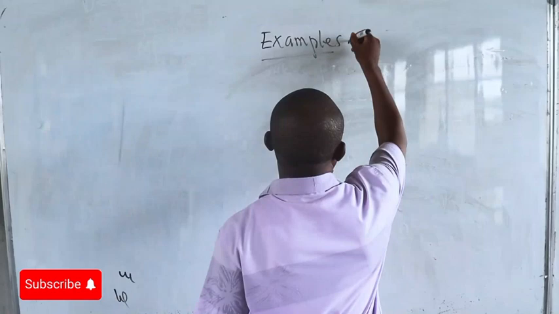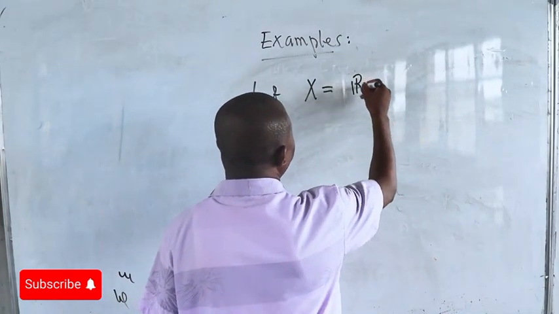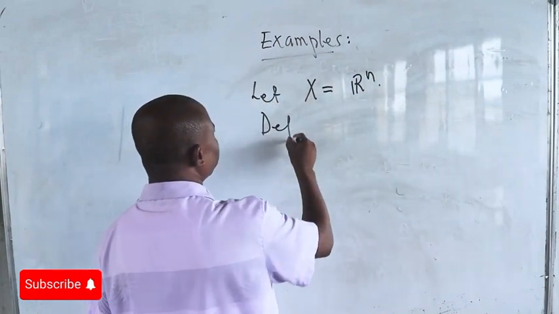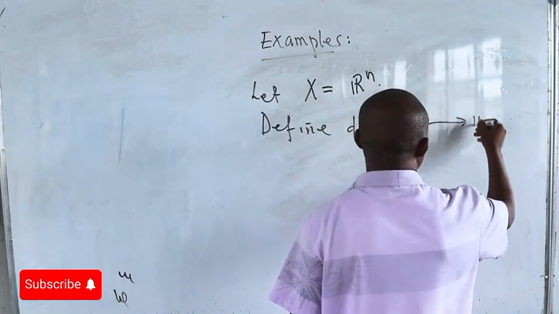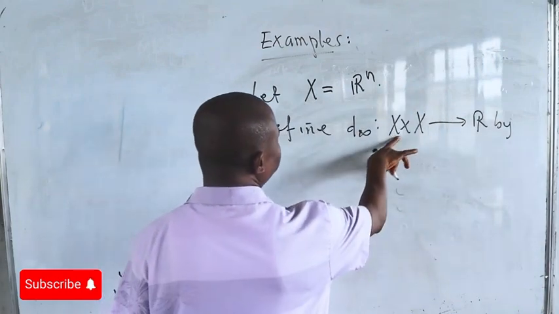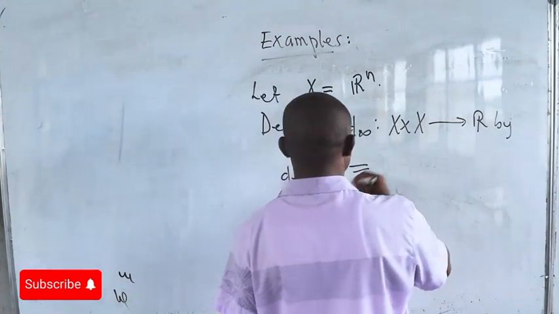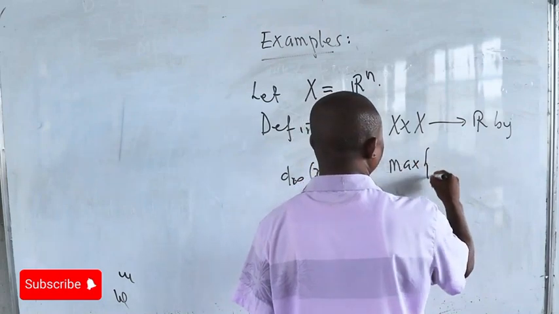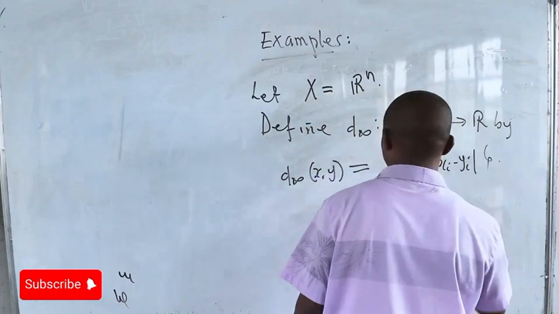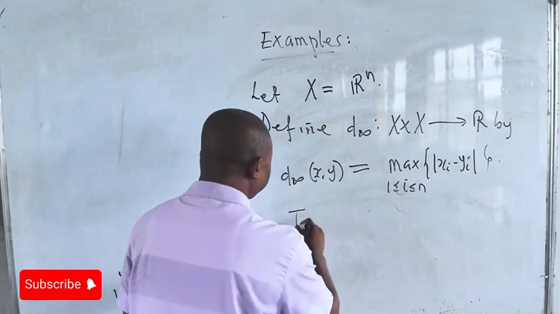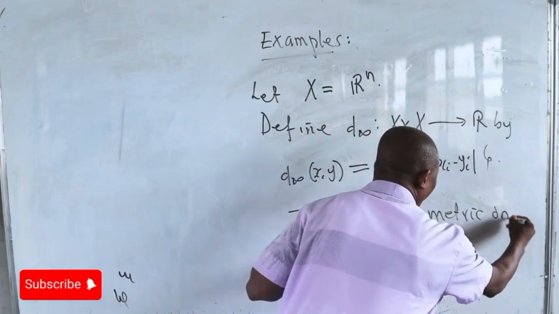All right. So let us take X to be Rn, and then we define d infinity on X cross X into R by, for any element of this set, when this function d infinity acts on x comma y, we give the result to be the maximum of absolute value of xi minus yi, 1 less than or equal to i less than or equal to n. So if we define this function like this, then d infinity is a metric on X.